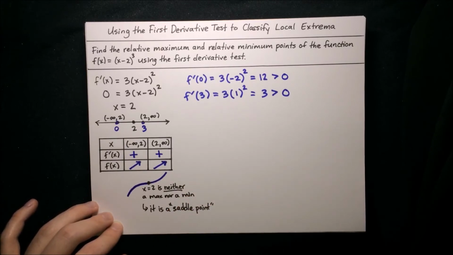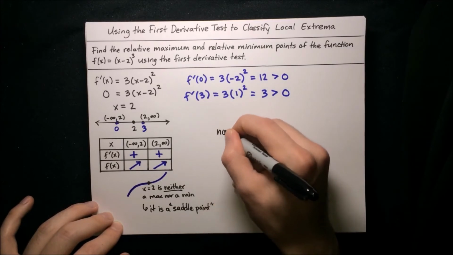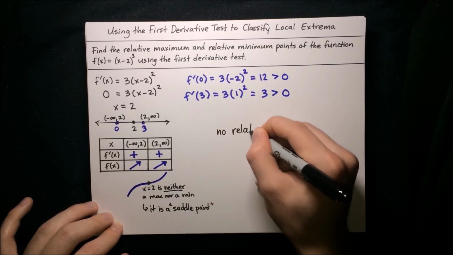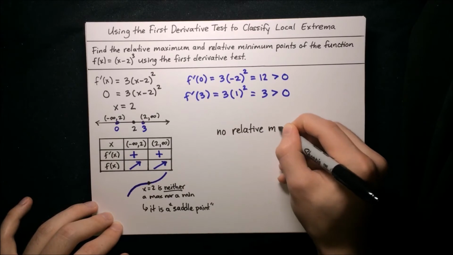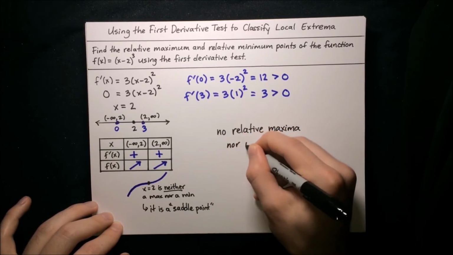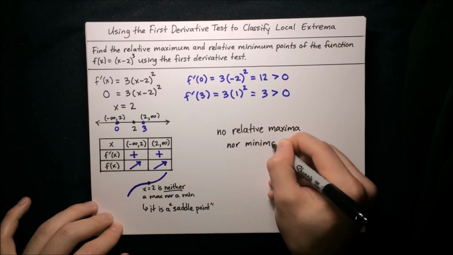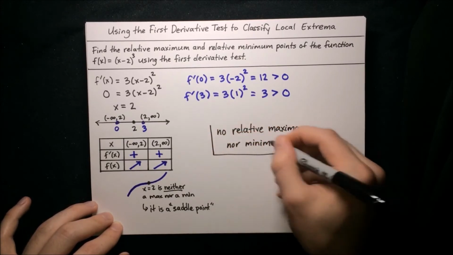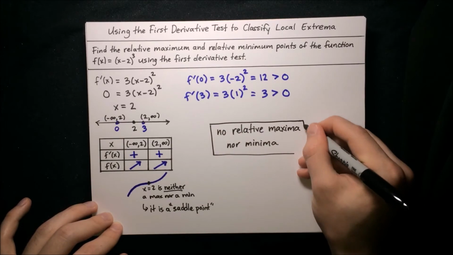But the overall conclusion from the first derivative test here is that there are no relative maxima nor minima. And that's it. Just nothing. That's our final result.